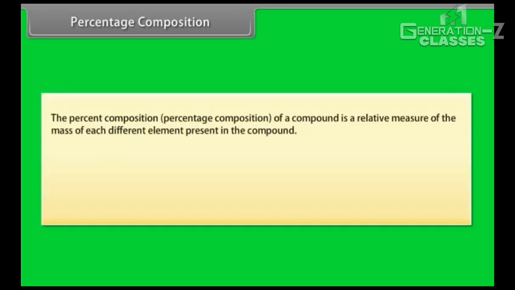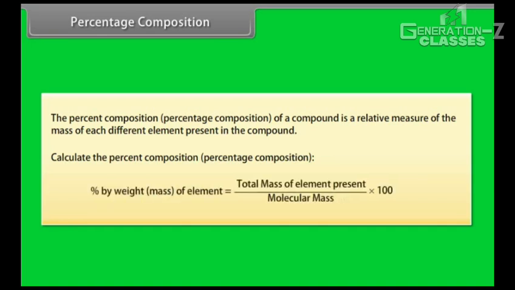Percentage composition. The percent composition of a compound is a relative measure of the mass of each different element present in the compound. Calculate the percentage composition by weight: mass percent of an element is equal to the total mass of the element present divided by the molecular mass, multiplied by 100. Empirical formula and molecular formula.